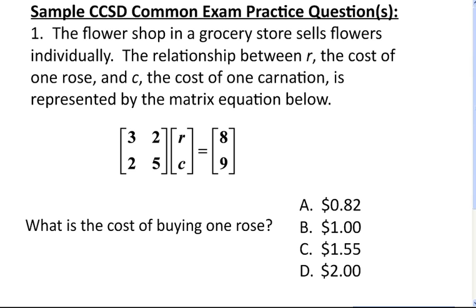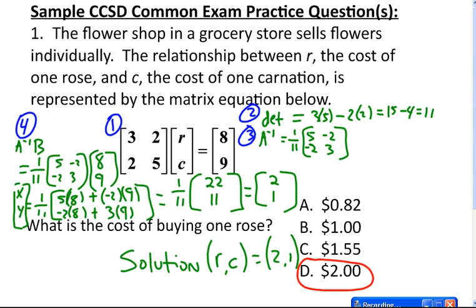All right, last one. This is a sample Common Core example for the test. I'm going to pause it right here, and you guys give it a try. Okay, so I looked at this sample question from the Common Core exam. Again, you have to do the stages: put it in matrix form, find the determinant, find the inverse if the determinant exists, which it does. You got 11 here. And then take A inverse times B, and you get 2 over 1. So the solution is roses cost versus carnation cost. So the roses cost $2.